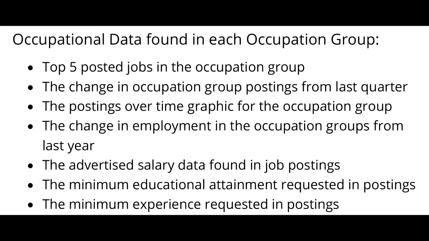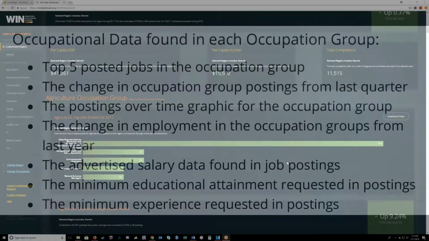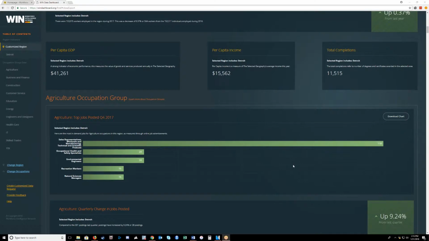The top 5 posted jobs in the occupation group, the change in occupation group postings from last quarter, the postings over time graphic for the occupation group, the change in employment in the occupation group from this year to last, the advertised salary data found in job postings, the minimum required educational attainment in job postings, and the minimum experience required in job postings. This first graphic in the occupation group is the top jobs graphic.